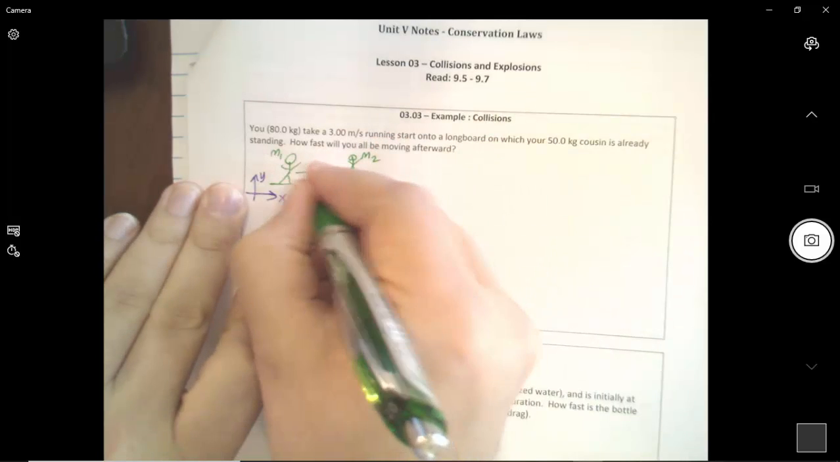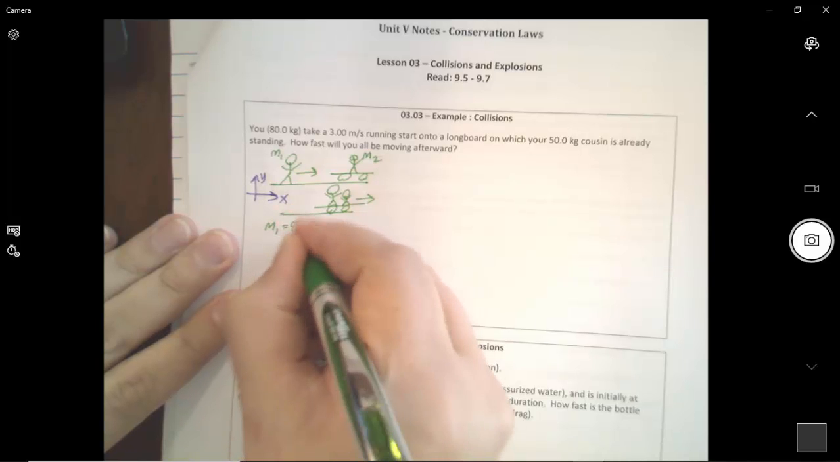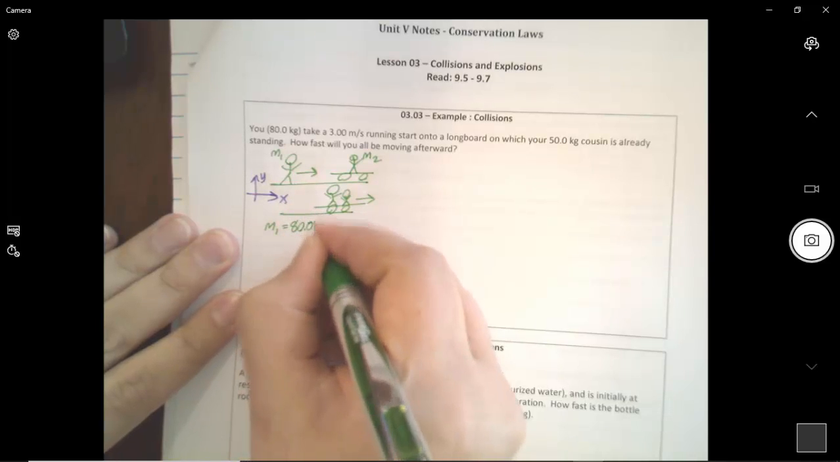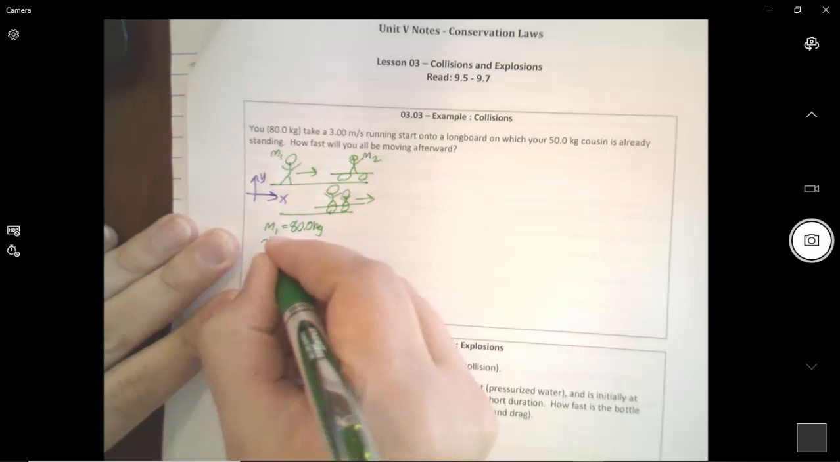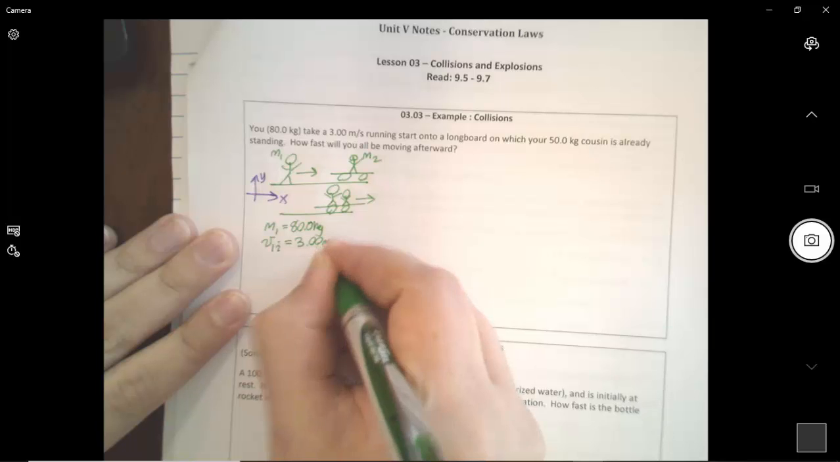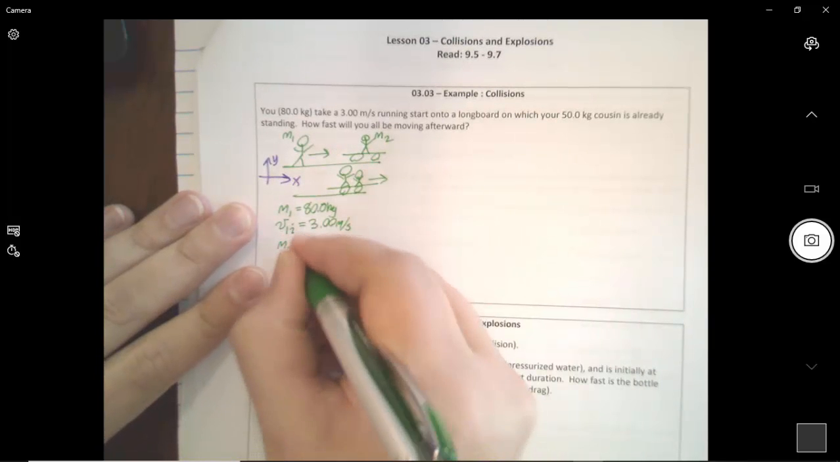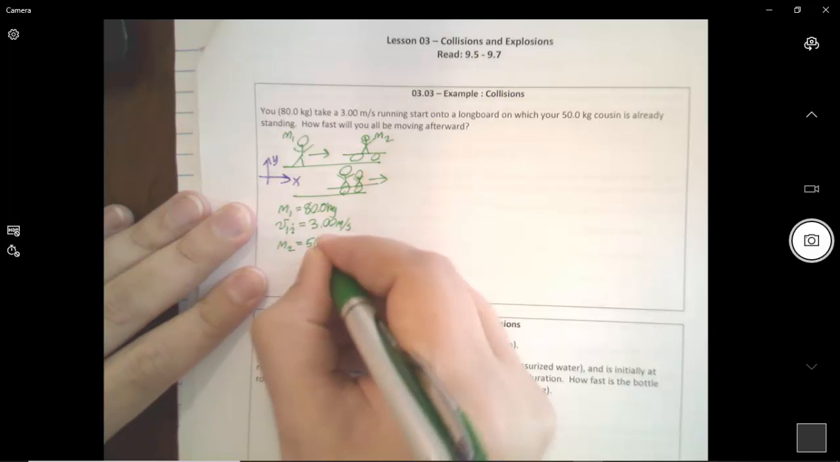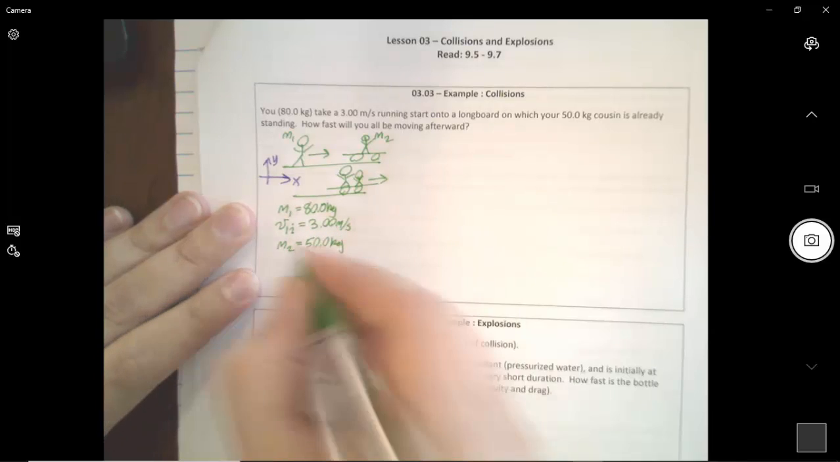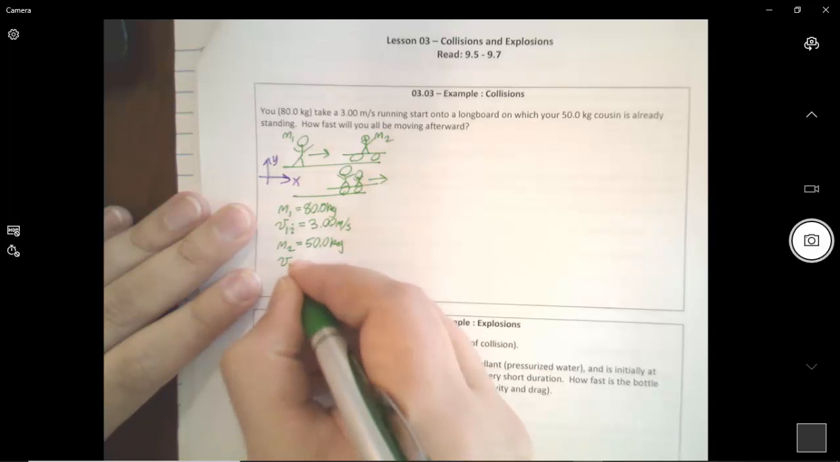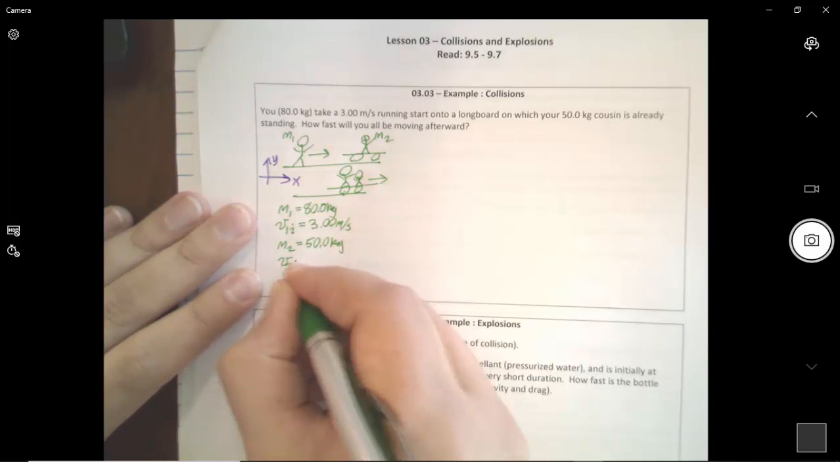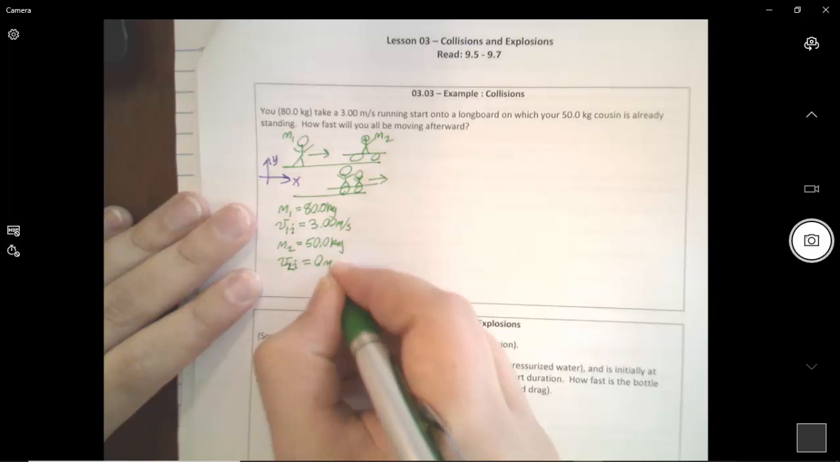So you have an initial V1i. First of all, we have M1 is equal to 80 kilograms. And V1i is equal to 3.00 meters per second. M2, we know, is 50.0 kilograms. And V2i is equal to 0 meters per second because your cousin's standing on the longboard.